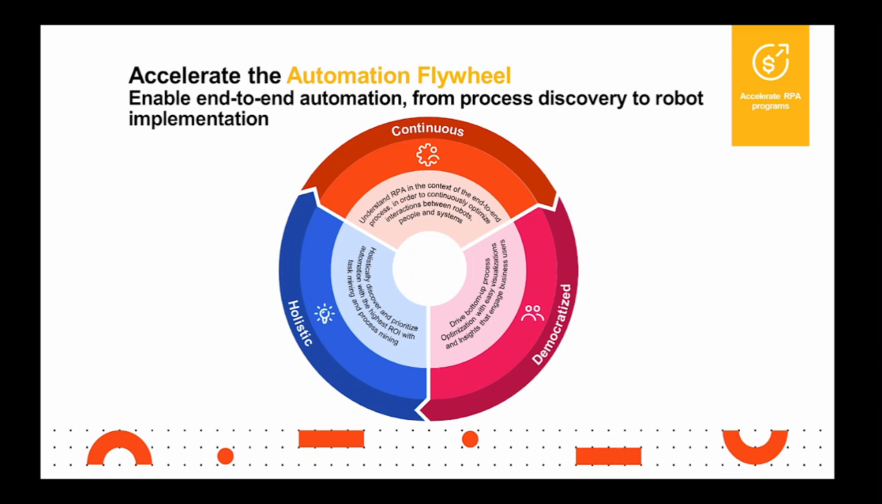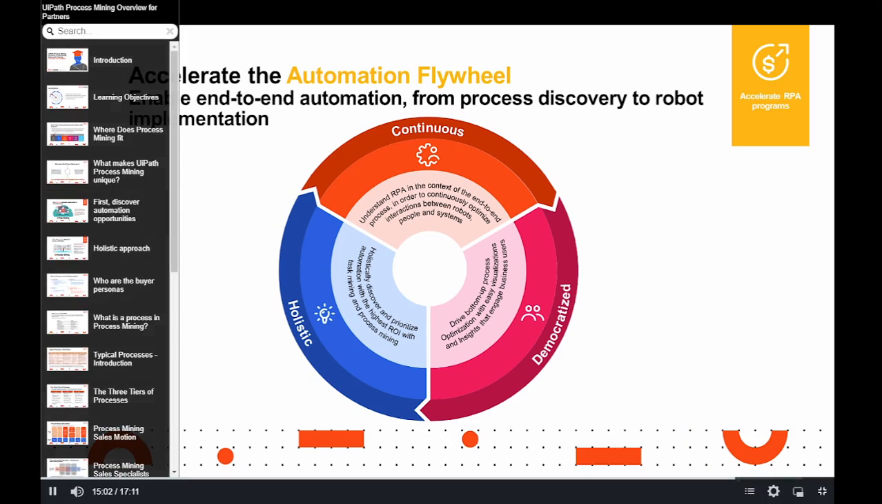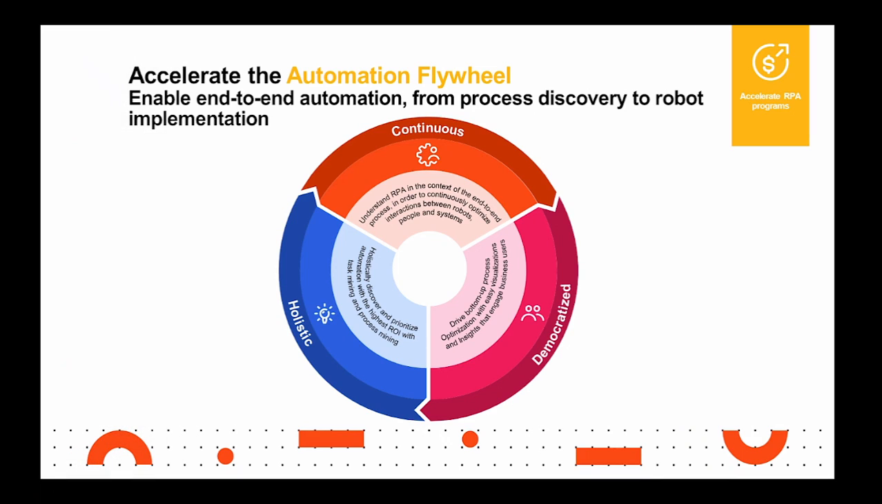In summary, process mining accelerates the automation flywheel by providing 1, a holistic view of end-to-end processes, 2, continuously monitoring and improving those processes, and 3, democratizing insights to process users to drive process automation all the way to the user level.